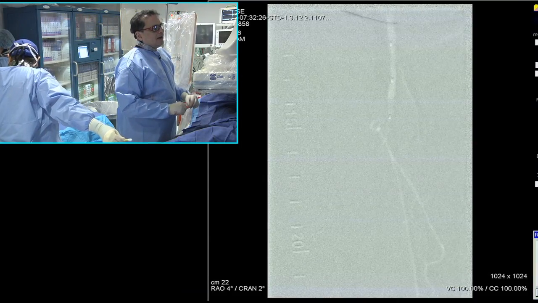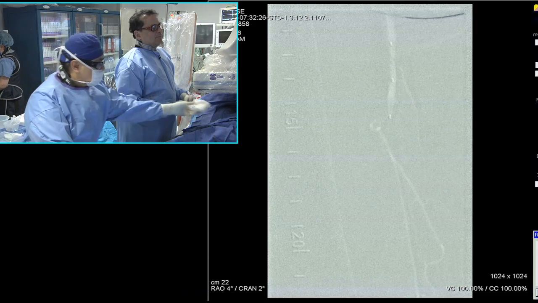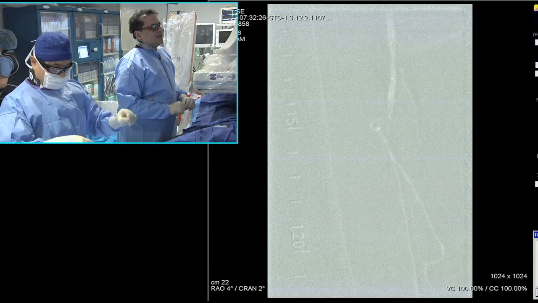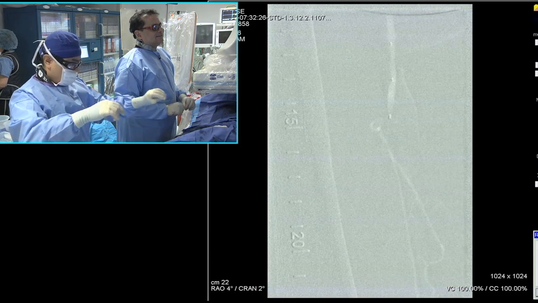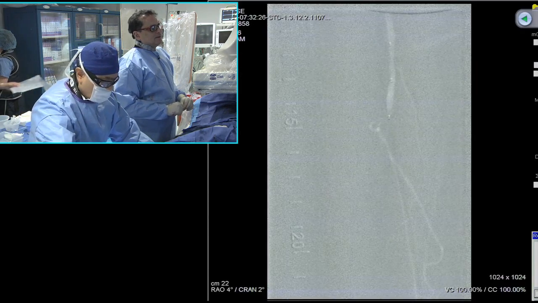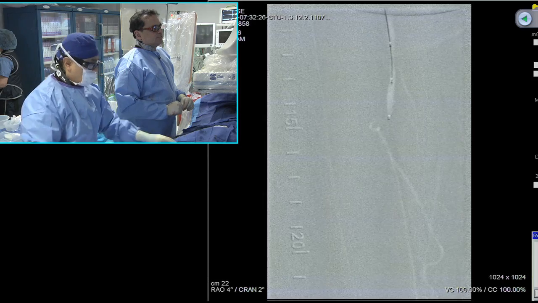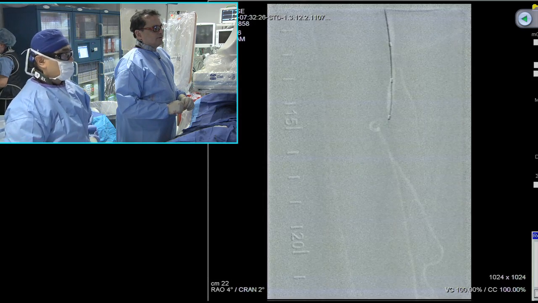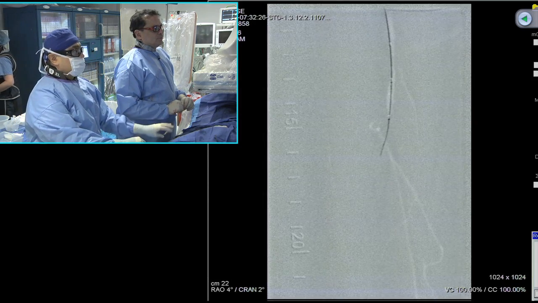So now I know I'm in the vessel. I know I'm in a hibernating segment of the vessel. Now I'm going to try to advance this into the occlusion and try to stay intraluminally. Now, there's a lot of questions about intraluminal versus extraluminal cross, and as you know very well, there's really not enough data to support one or the other.